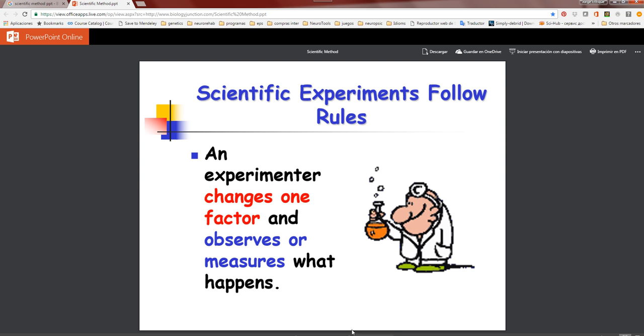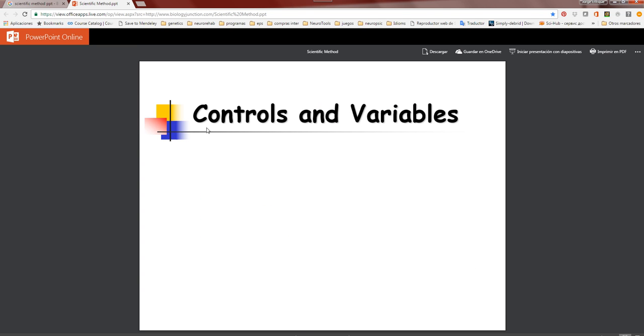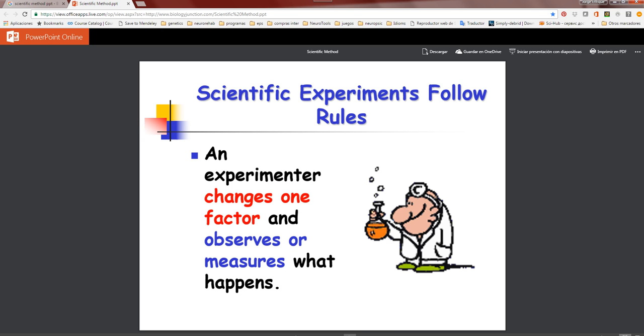When you're constructing your experiments, you have controls and variables. We are going to take a deeper look. These are the rules to follow in an experiment. The experimenter may change one factor, okay? And by changing one factor or one variable, he is going to observe or measure what happens in the other variable. This is how it works. So you are in control of one variable in order to see the effect that is being produced over another thing that you are looking at or that you can measure.